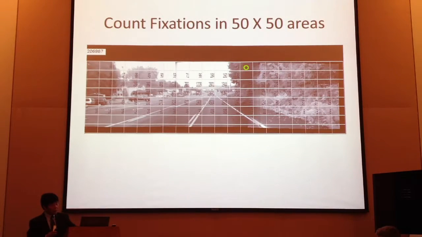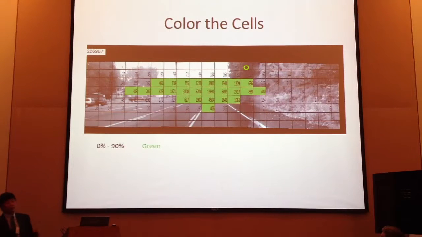That cloud is kind of messy, but we divide the screen, in this case, into 50 pixel by 50 pixel cells. We count the number of fixations in each cell, and you get this kind of data. This is a two-dimensional matrix, and it's still not that easy to analyze. So what we did is transform this matrix into one-dimensional data. Then you sort the data in descending order, from highest to lowest. Then we color code them. For example, this is between 90% and 0 to 9% of fixation.